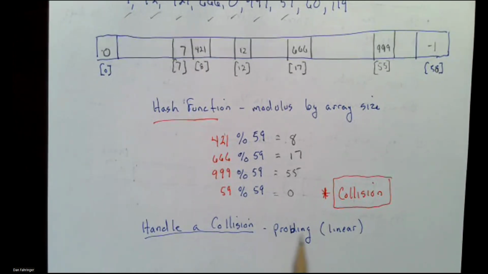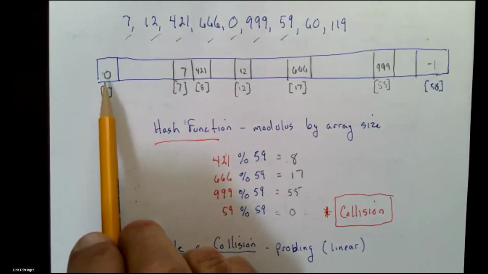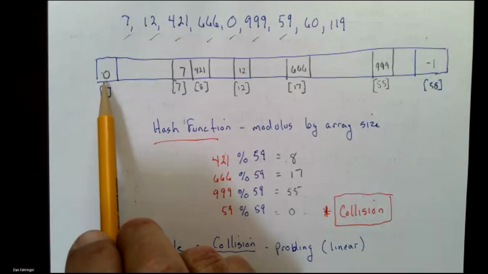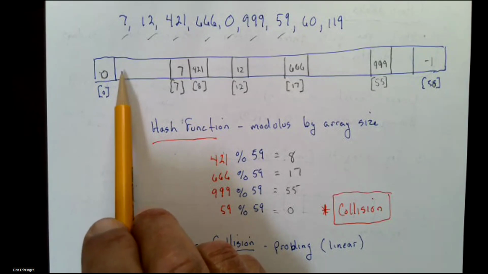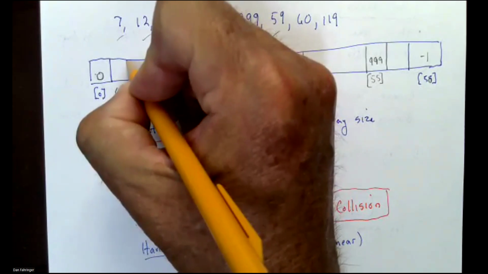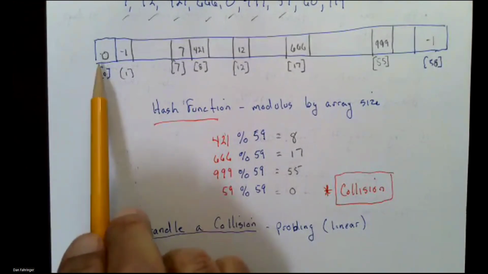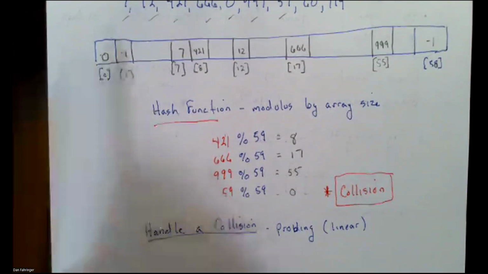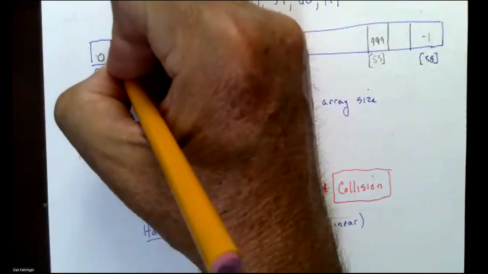I'm going to do some probing and I landed on 0 and it's full. Where might be a good place to see if there's an open spot? Yeah, to 1. Since at 1, before I get there, there's a -1 sitting there. So I'm going to land on 0 and go, okay, it's full, but I'm going to go over here and put it in there. So in this position, I'm now going to put the latest number, which was 59.